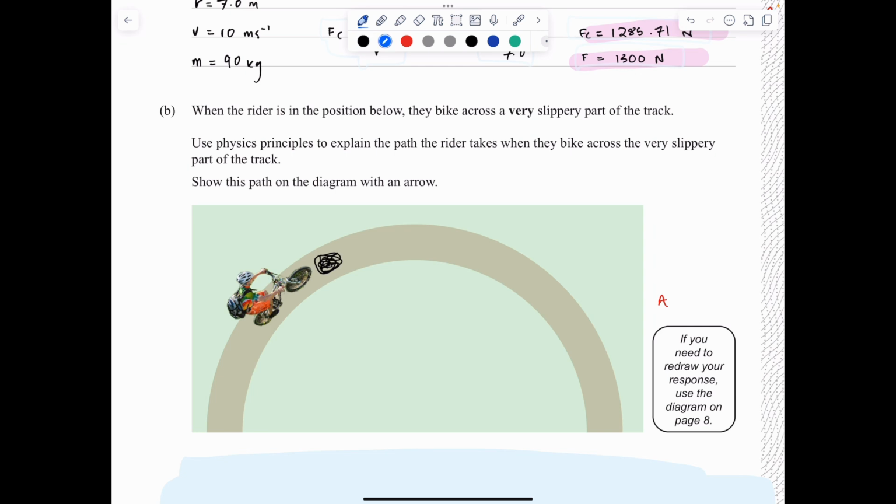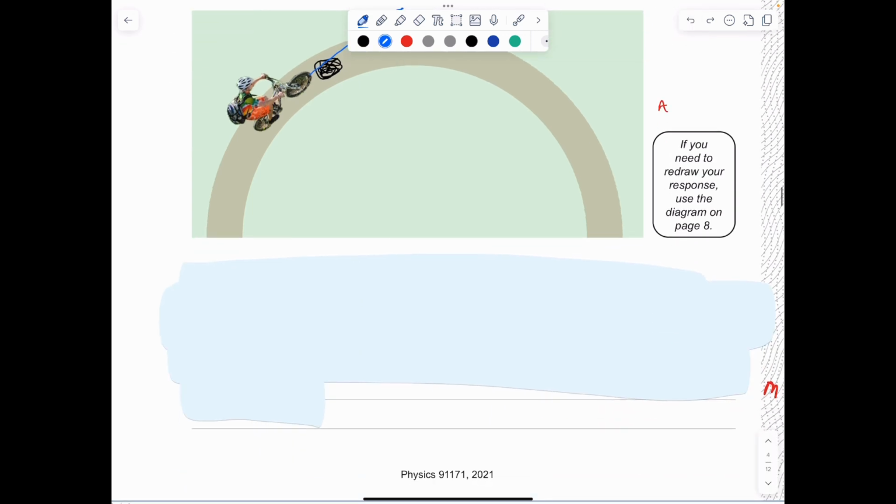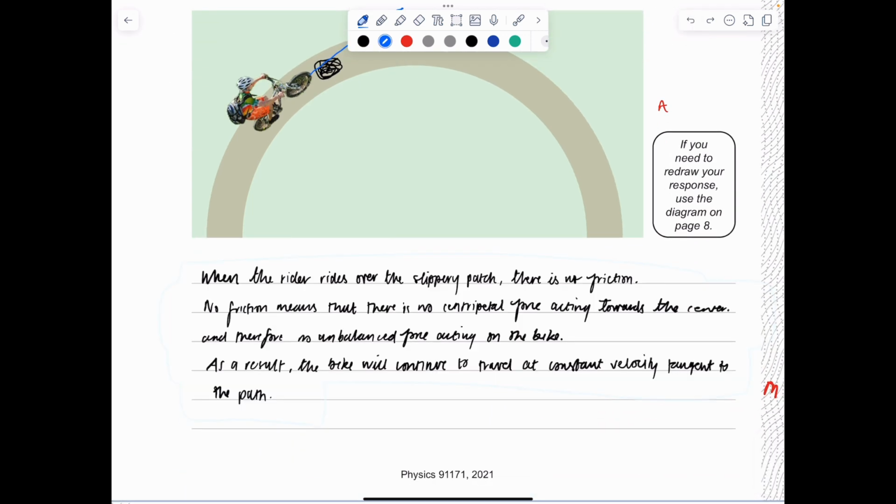Well, here's what I want you to know. The path is going to be tangent to this circular path, okay? So this is the new path that this biker is going to take instead of going all the way around, okay? Why is that the case? Let's have a look. Well, when the rider rides over the slippery patch, there is no friction between the tyre and the path anymore, okay?